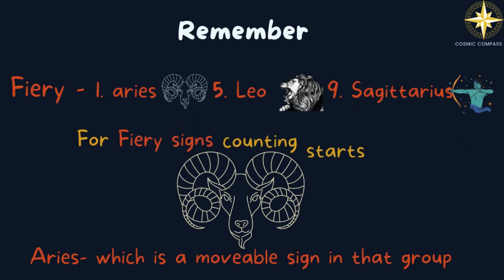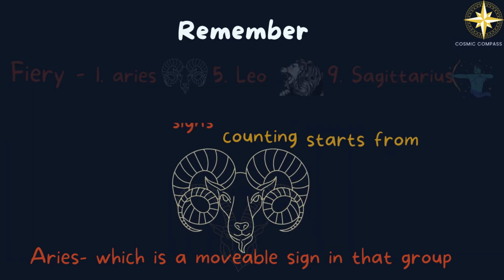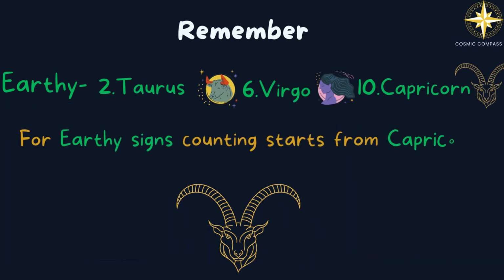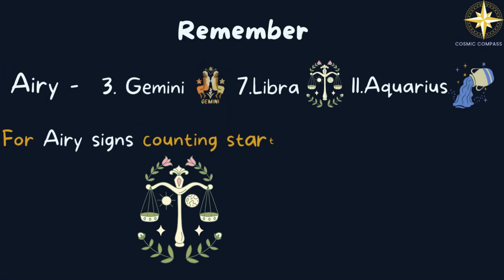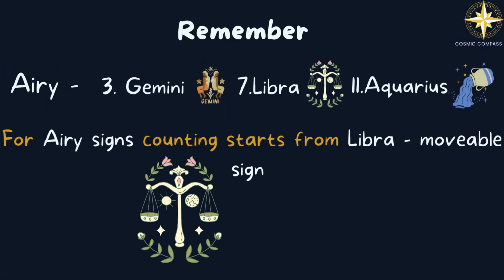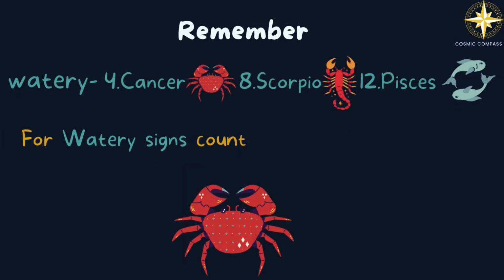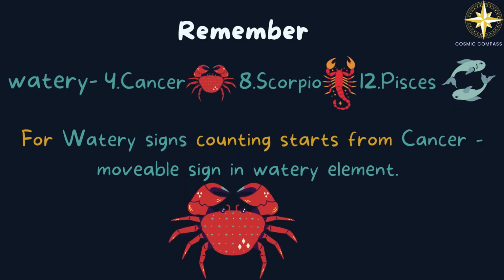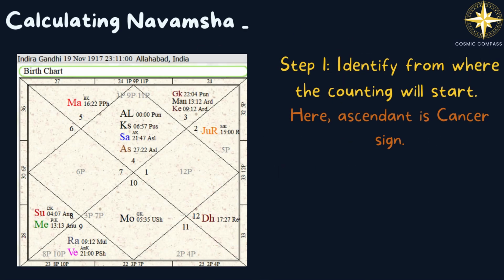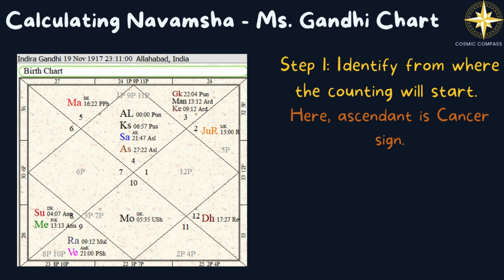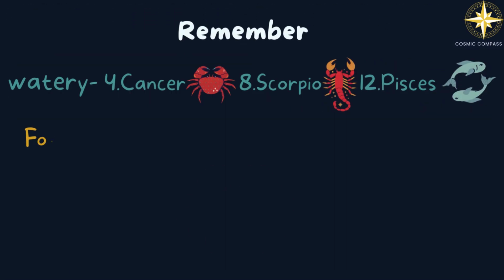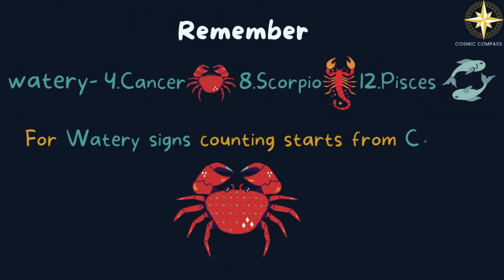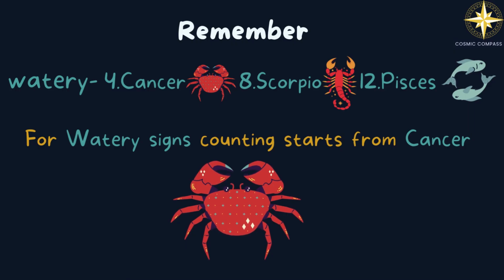In fiery element, counting begins from movable sign Aries. In earthy element, counting begins from movable sign Capricorn. Similarly, in airy, it begins with Libra, and in watery, counting begins with Cancer sign. The first step is to determine the starting point for counting. In this case, the ascendant is in Cancer, which belongs to the water element. Therefore, the counting will start from Cancer.